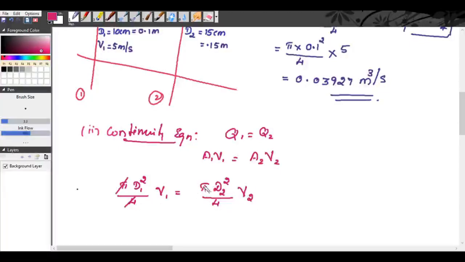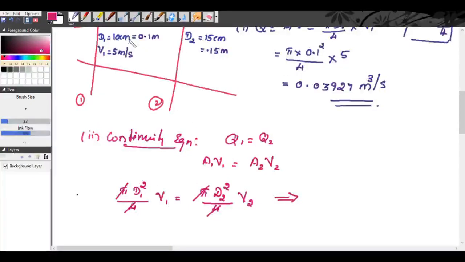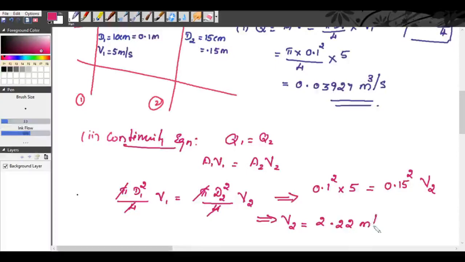So, you can cancel this pi by 4. What we get is D1 square. D1 is 0.1 meter. Diameter at section 1 is 0.1 meter. So, 0.1 square into velocity at section 1, 5 meter per second, is equal to the diameter at section 2, which is 0.15 meter. So, 0.15 square into V2. So, the only unknown is V2. We get the velocity at section 2, that is the average velocity at section 2, will be equal to 2.22 meter per second.